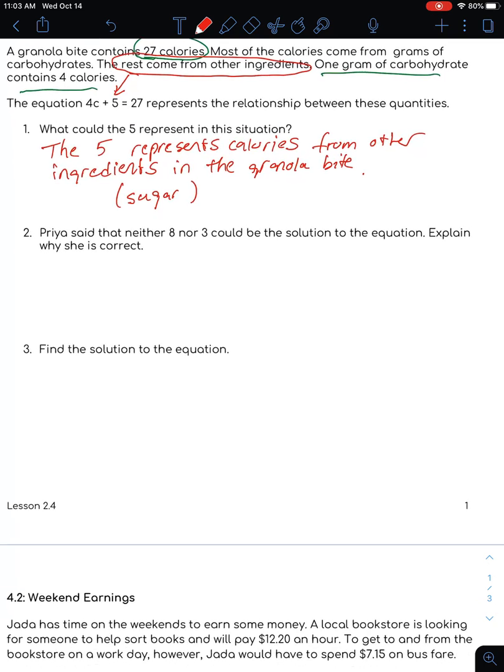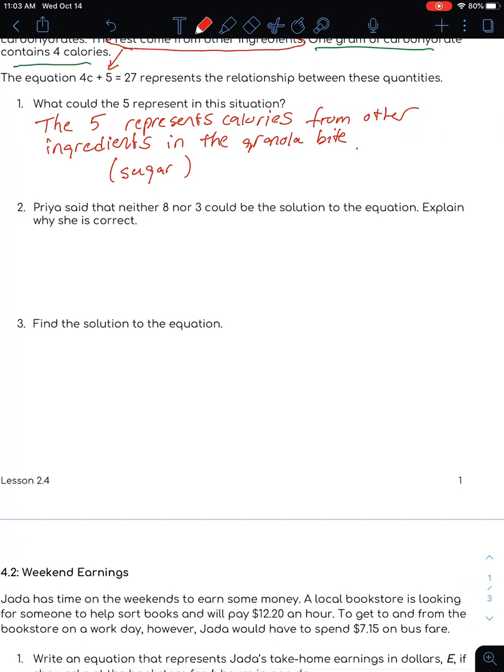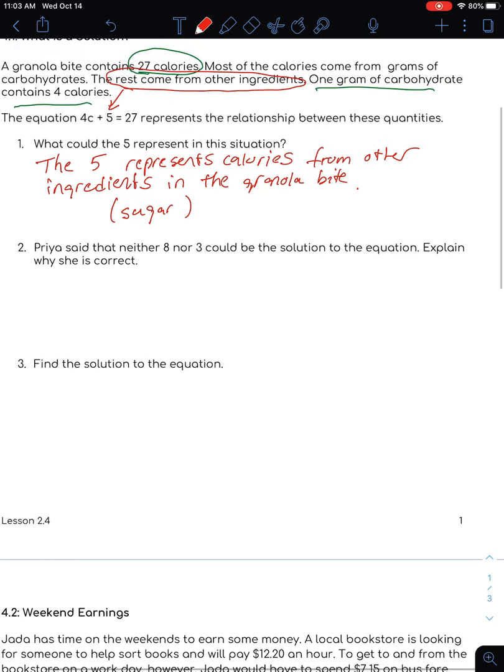So Priya said that neither 8 nor 3 could be the solution to this equation. Explain why she is correct. All right, so if it is a solution, we should be able to plug in 8 or 3 into the equation for C, and it should work out to 27. So let's see if that works out. We're going to take this equation up here, and we're going to put 8 in place of the C. So we replace C with 8, so 4 times 8 plus 5.